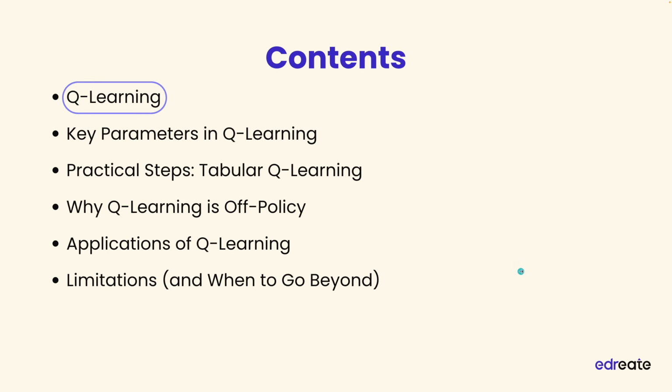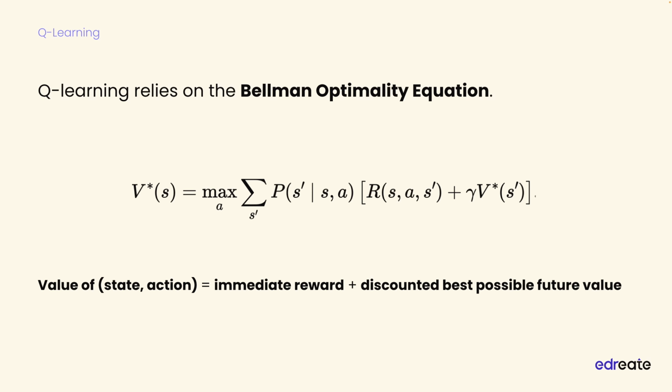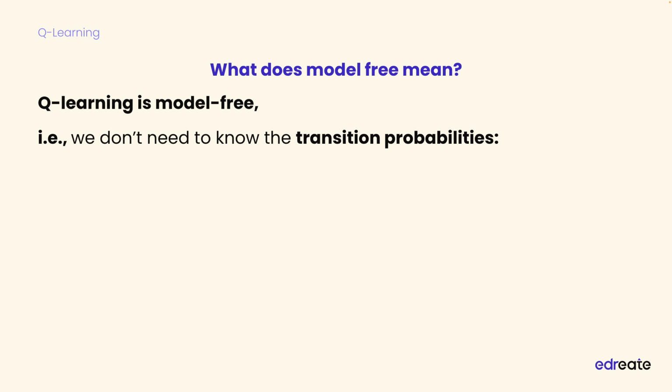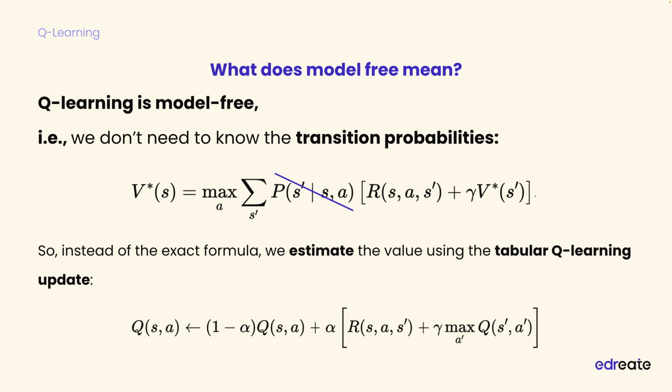Now, to do this, Q-learning relies on the Bellman optimality equation, where the value of a state and action taken is equal to immediate reward plus the discounted best possible future value that we can get. Like I mentioned in the beginning, Q-learning is model-free. This means that we do not need to know the transition probabilities, so we can drop them off and instead estimate the value using tabular Q-learning update, which is represented like this.